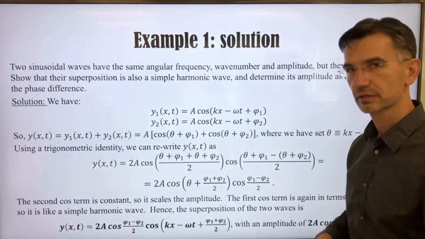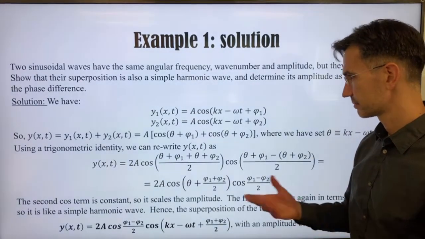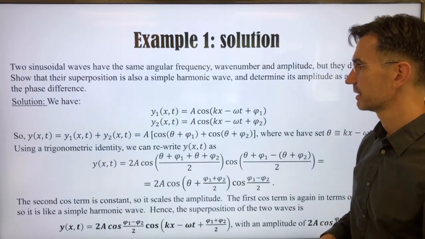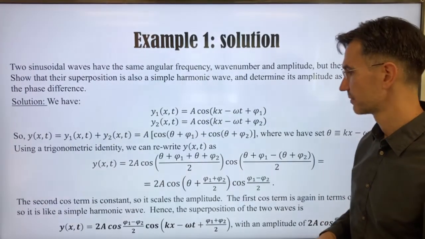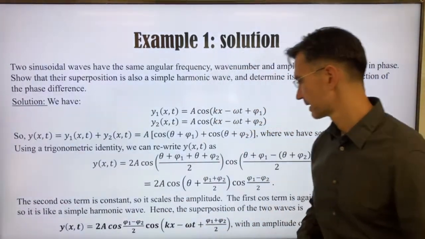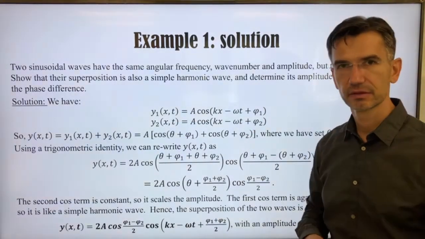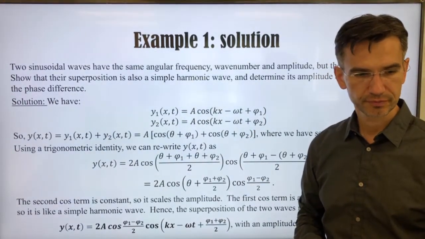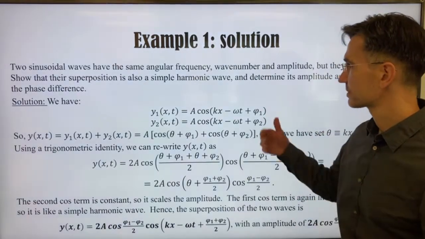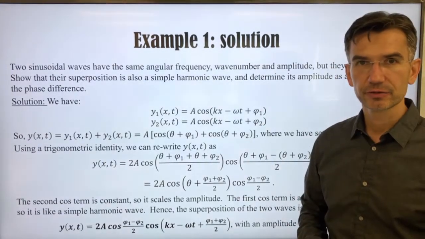So the resulting wave also satisfies the wave equation as a simple harmonic wave, but with a modified amplitude and a phase that's determined by the half sum of the two phases. This is one example of interference.